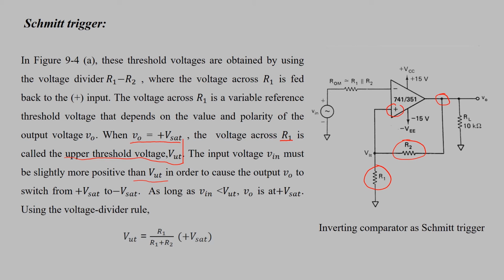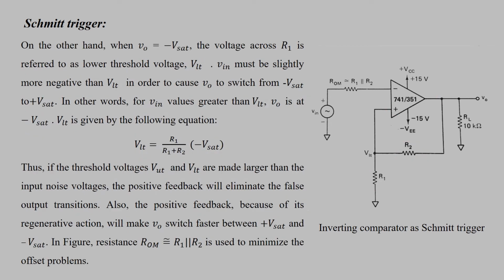As long as Vin is less than VUT, the output voltage is at plus Vsat. So, using the voltage divider rule, we can write VUT as R1 over R1 plus R2 into plus Vsat.